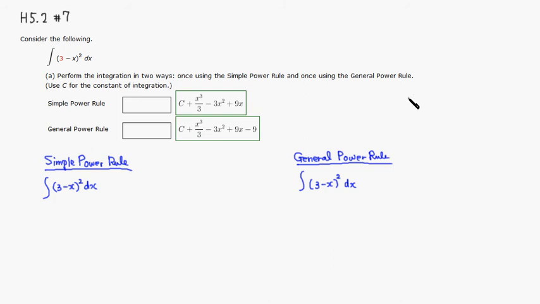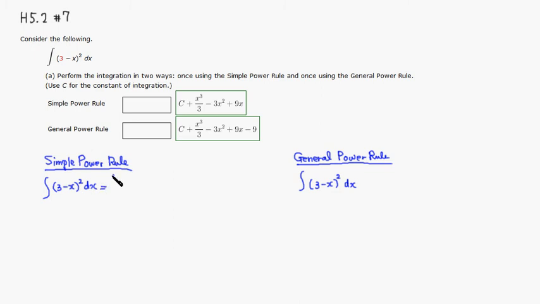Okay, let's look at homework 5.2, number 7. We want to evaluate this integral using the simple power rule and using the general power rule. Let's use the simple power rule first. To apply the simple power rule, we need to multiply this out.